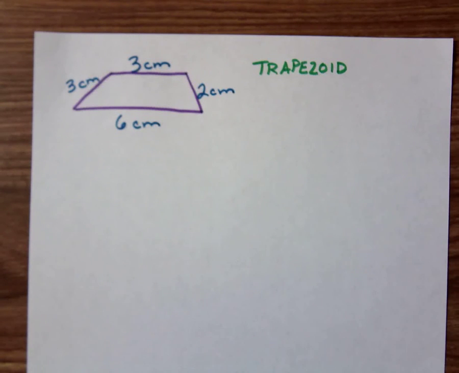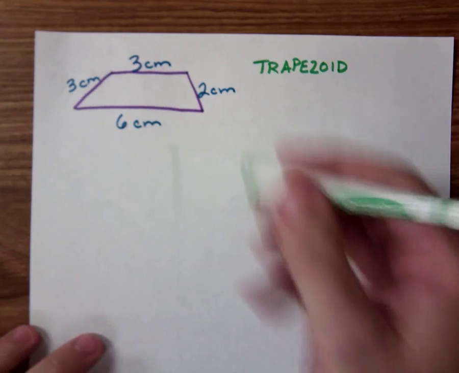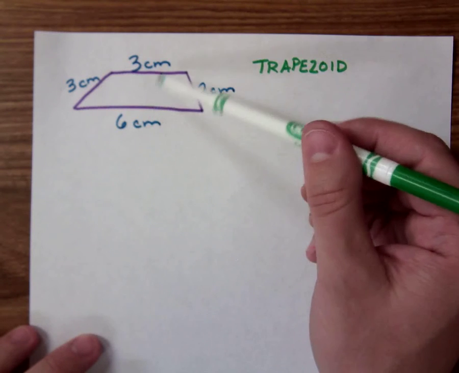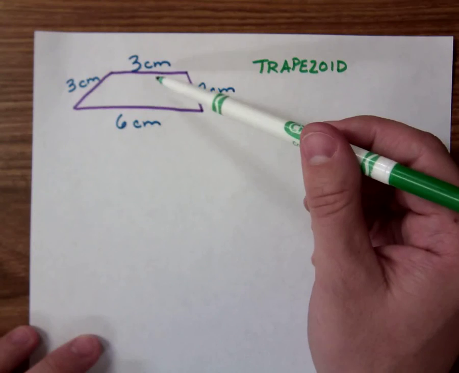A trapezoid? If you don't know, you're about to learn something new today. Isn't that exciting? You're going to learn at least one thing. A trapezoid is a shape where the top side and the bottom side are parallel to each other. And the top and the bottom are parallel.